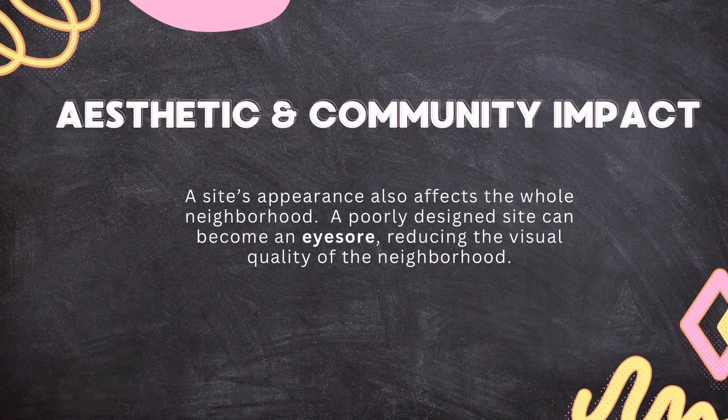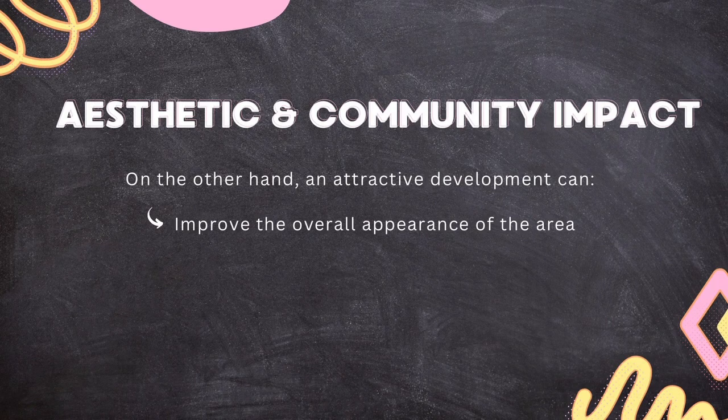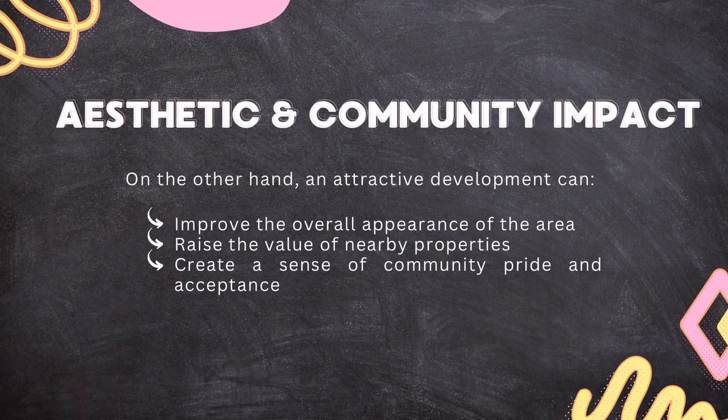Next, let's talk about aesthetic and community impact. The way a site looks does not only affect its users but also the neighbors and surrounding community. A poorly designed site can become an eyesore, reducing the visual quality of the neighborhood. But if the site is well designed and attractive, it can actually improve the neighborhood image, increase property values, and create community pride. Mao nga ang visible site doesn't just serve the building, but it also serves the community around it.